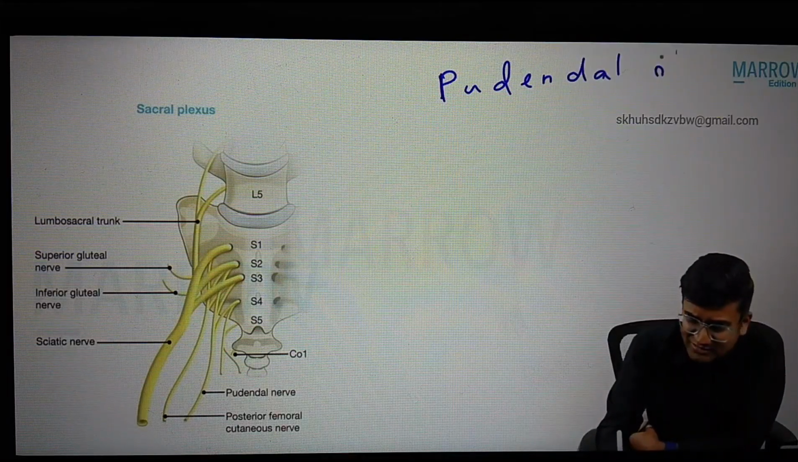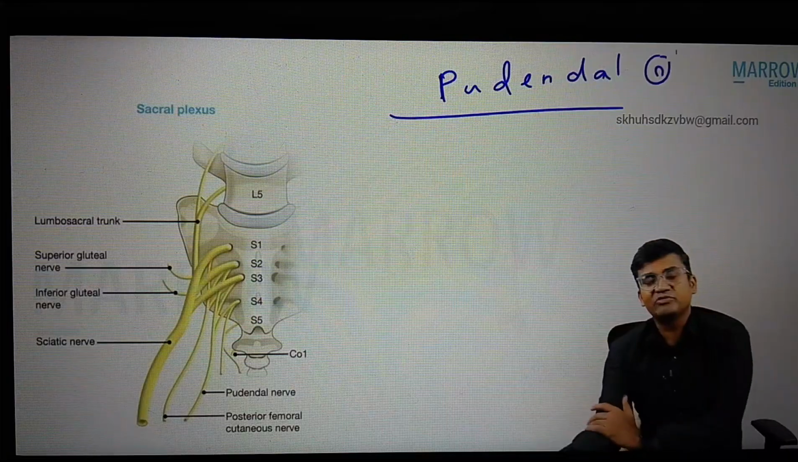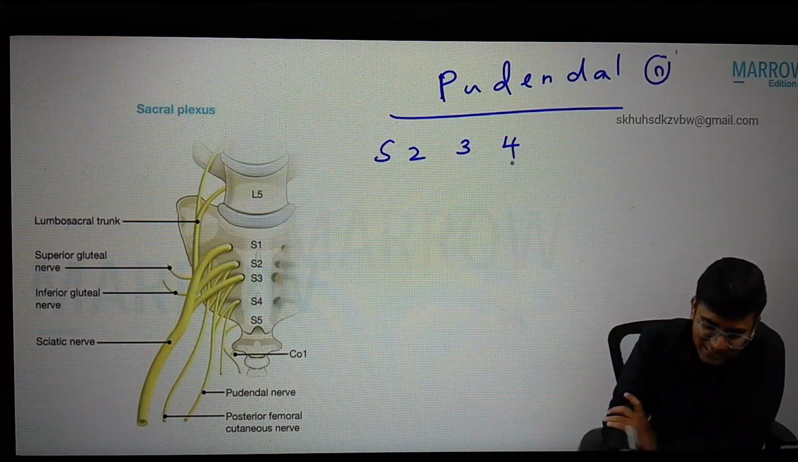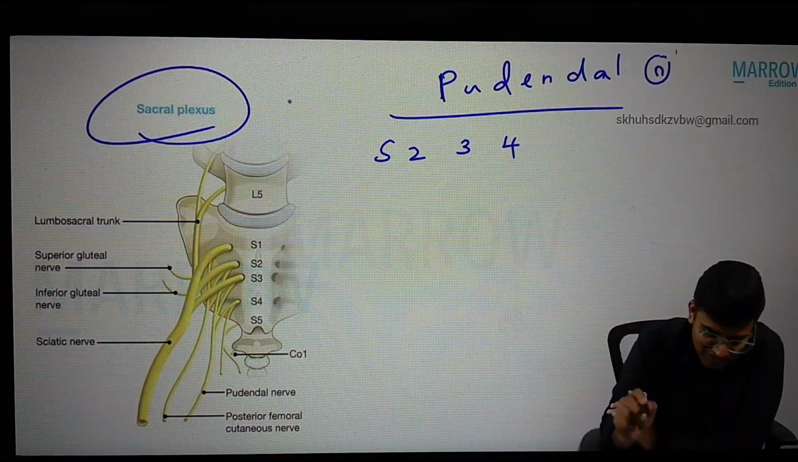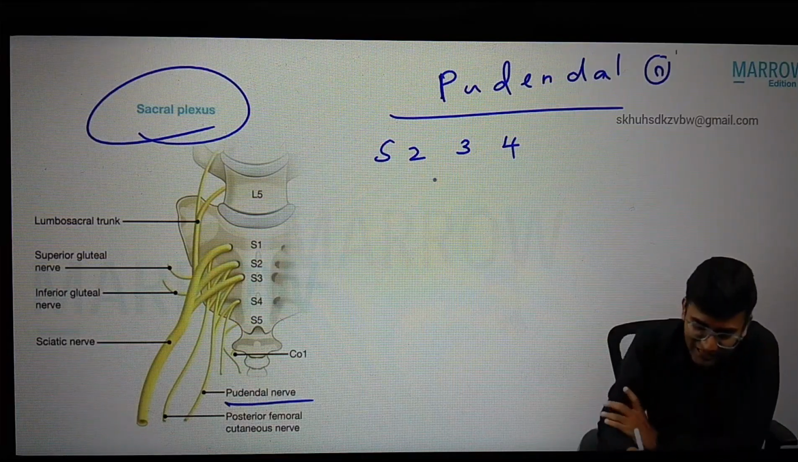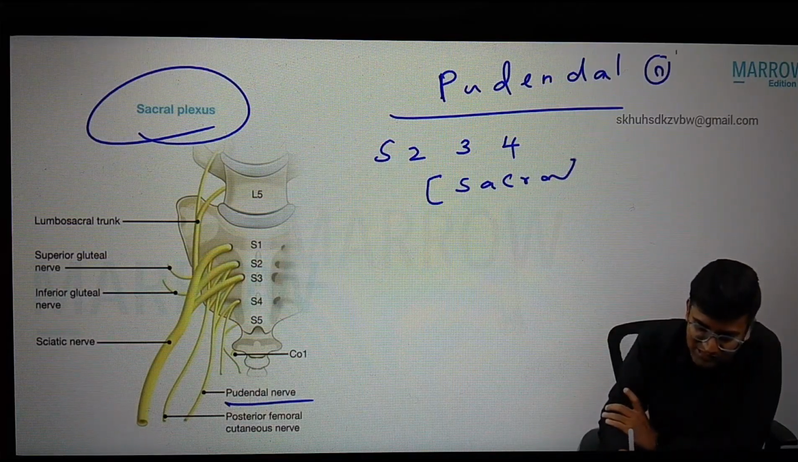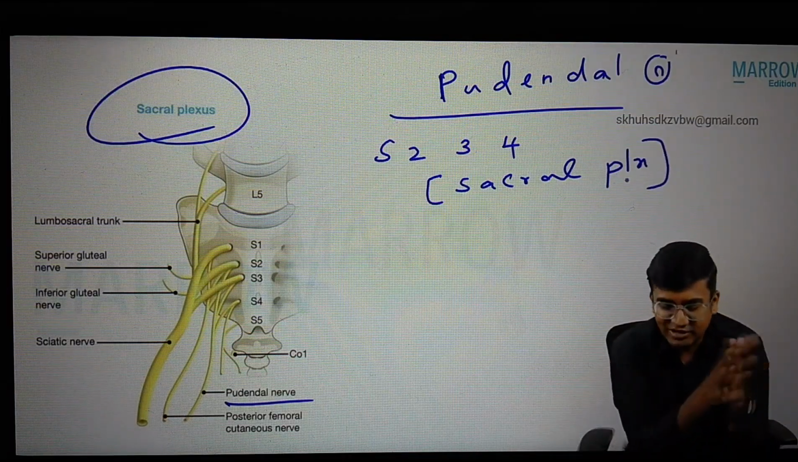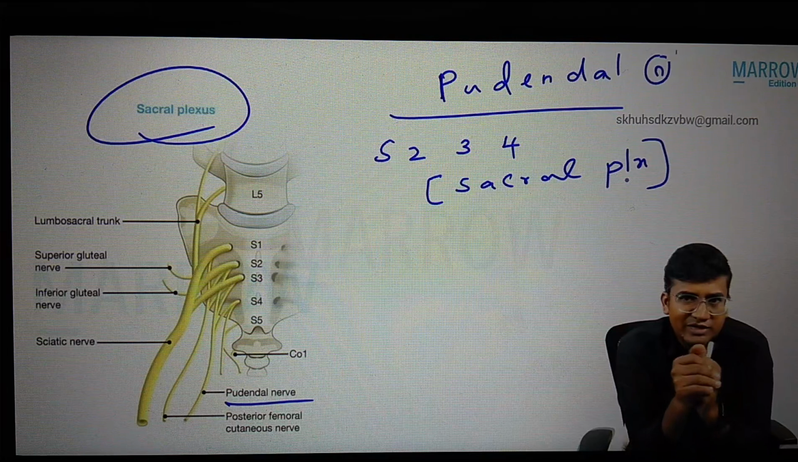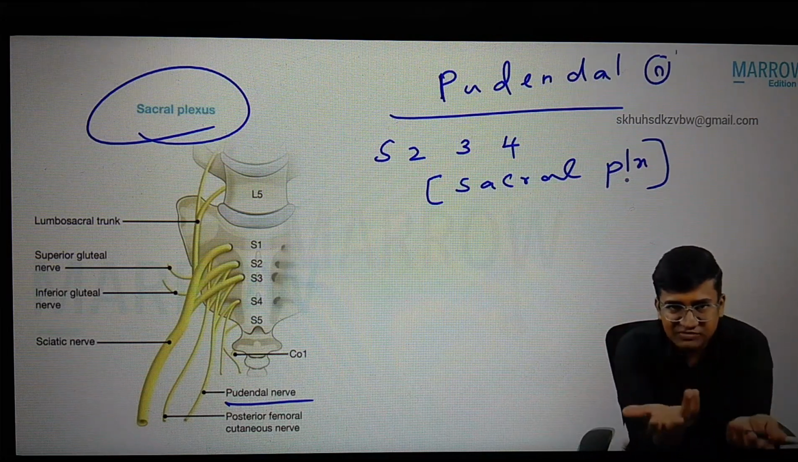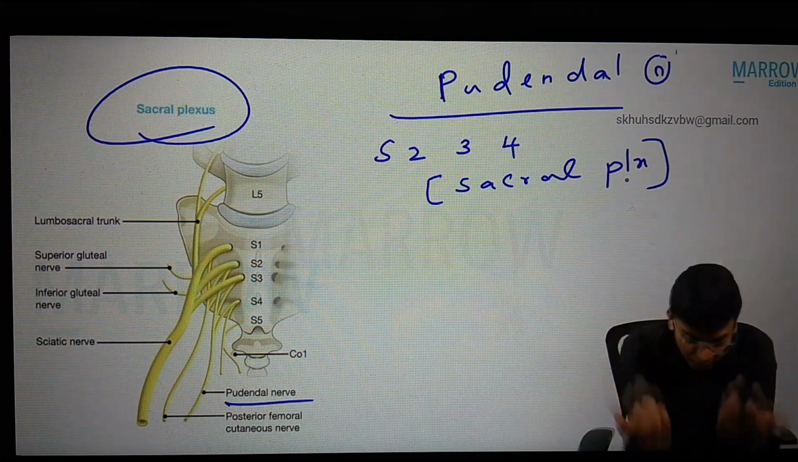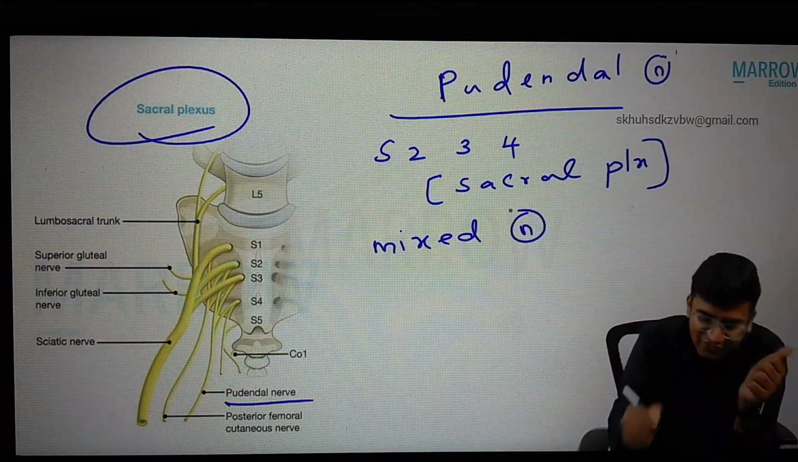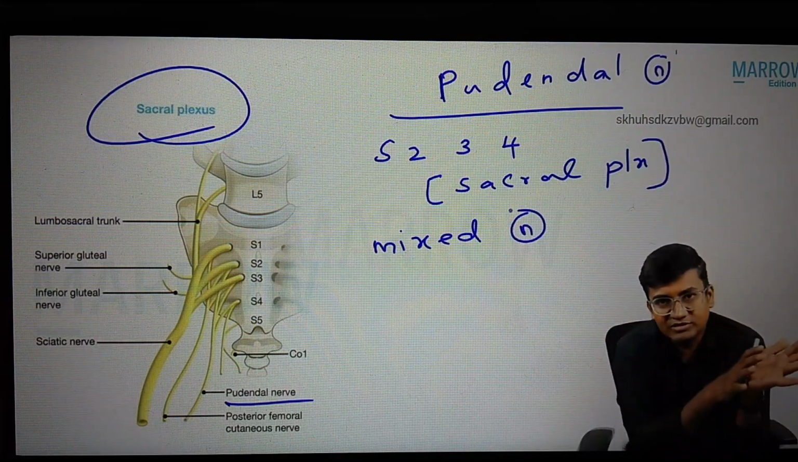The pudendal nerve, I told you it is the nerve of the perineum. What is the root value? S2, S3, S4. It is a branch of the sacral plexus. Now, what is the function of the pudendal nerve? Sensory function or motor function? Both. It is a mixed nerve which carries sensory fibers and also motor fibers.